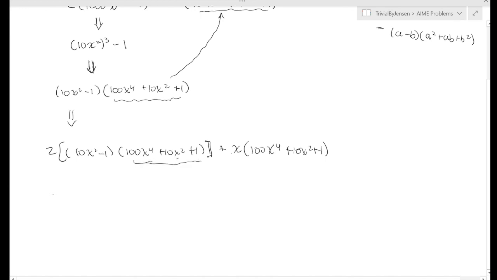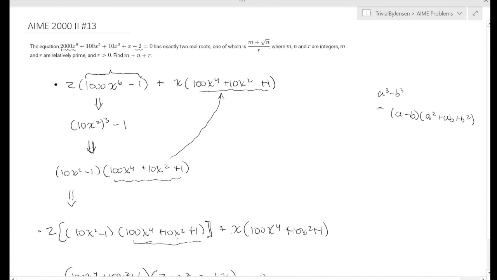So now we can group the polynomial I just mentioned together. We can group those factors, so we get 100x to the 4th plus 10x squared plus 1 grouped together, and then times 2 times 10x squared minus 1, so that's 20x squared minus 2. Whoops. And then over here plus x equals 0. So now we have this quartic polynomial over here, and we have a quadratic right here.